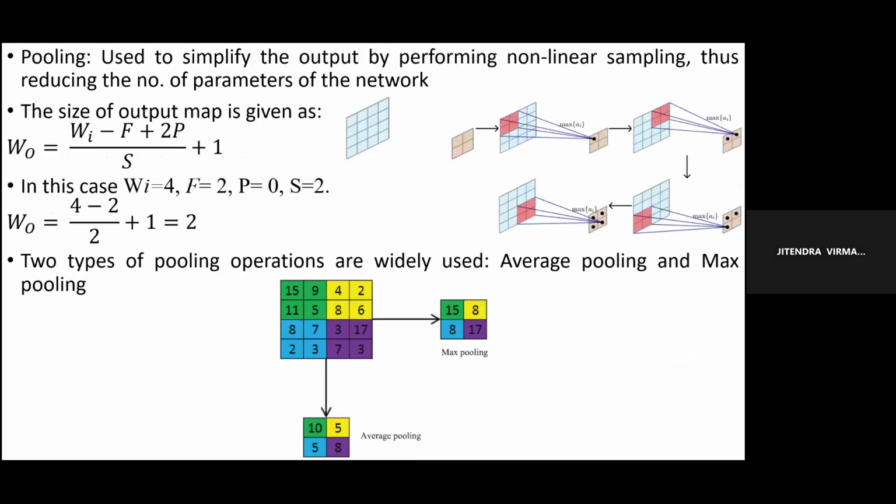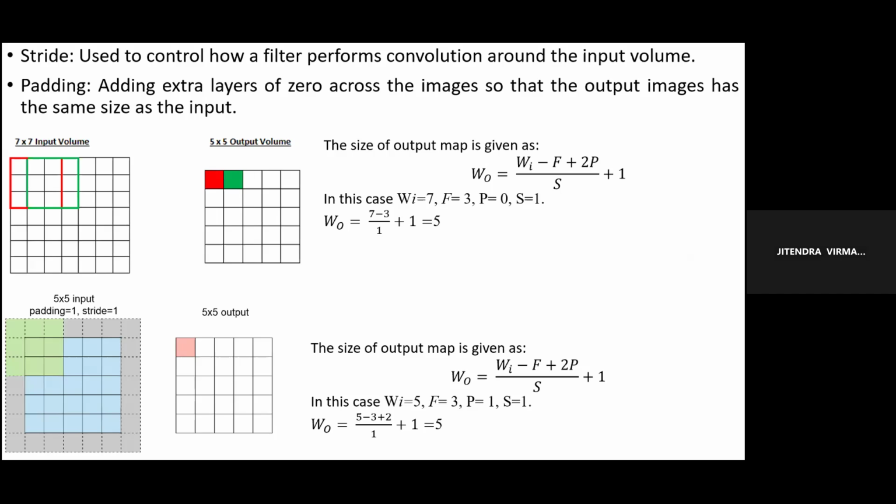I told you, I will give you an example of max pooling, and this is the average pooling. So 15, 9, 11, 5, if you add them up and divide by 4, it will be 10. So this is the average pooling. Now taking the maximum from all the 4 quadrants is the max pooling. These are examples where W is 7, the filter size is 3, and padding is 0 in the first case, and stride is 1, the window size is coming out to be 5, and so on and so forth.